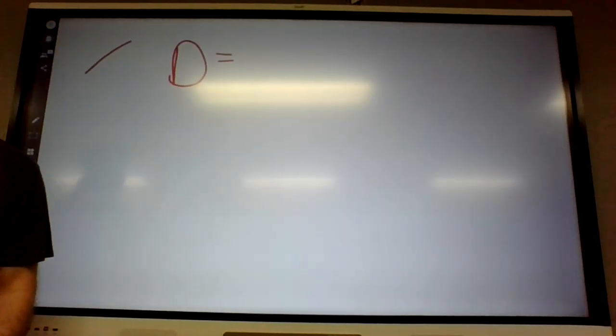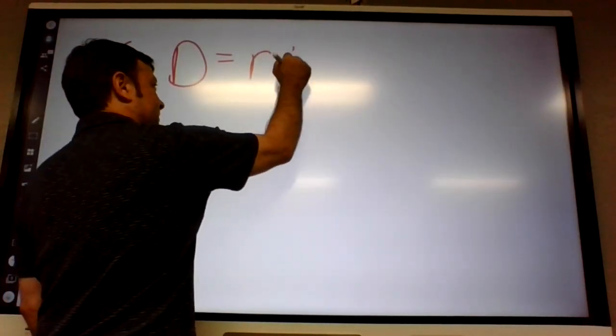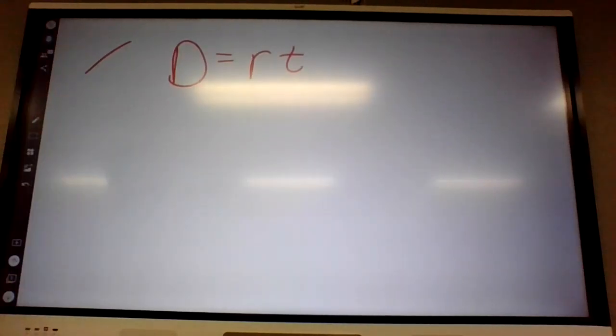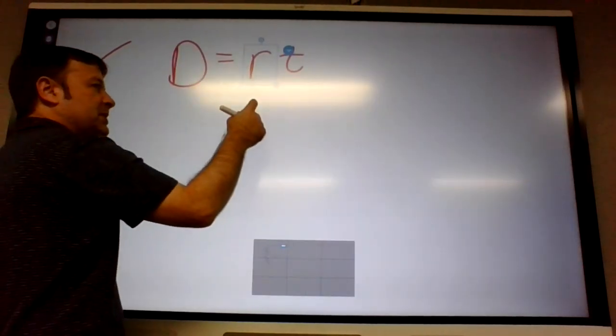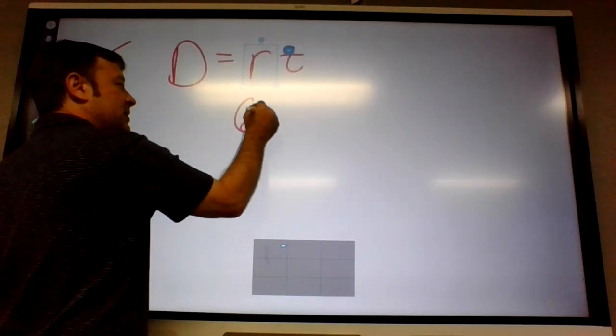So, do you guys remember the distance equation? Here we go. Distance equation? Rate times time. Distance equals rate times time. What does that mean? What's rate mean? Miles per hour. Like speed. Yeah, and we measure speed in miles per hour.